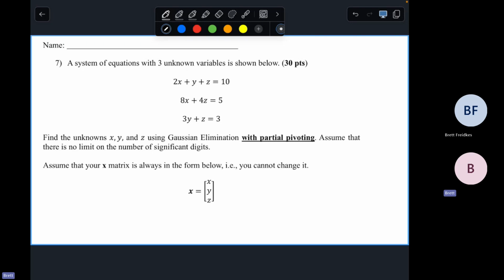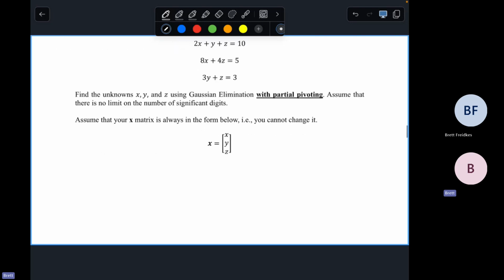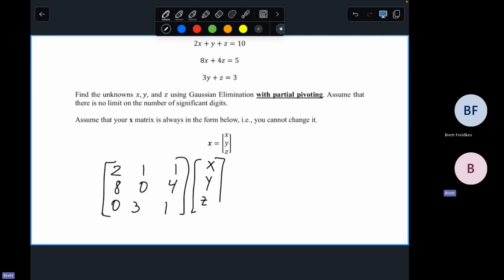Yes, it depends. Let's go ahead and do this problem. Do we feel ready? So, our matrix we have to write, because I tell you to do X, Y, Z, is 2, 1, 1, 8, 0, 4, 0, 3, 1. This will be equal to 10, 5, 3.